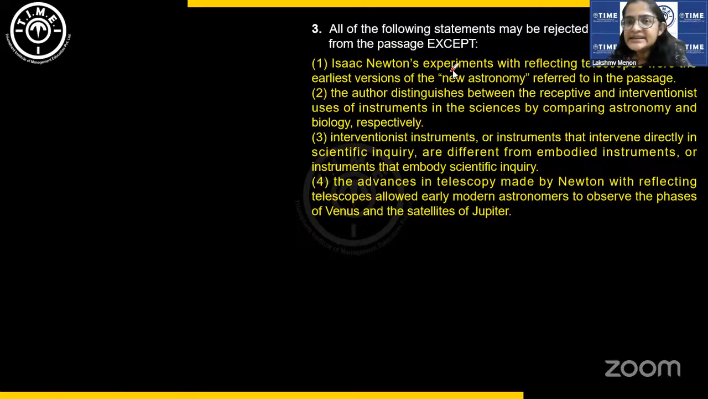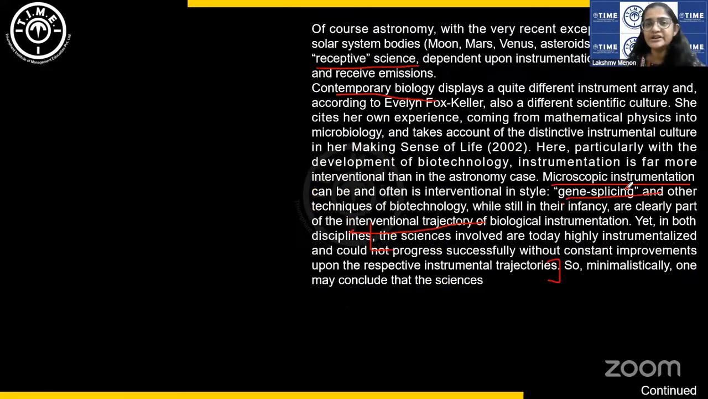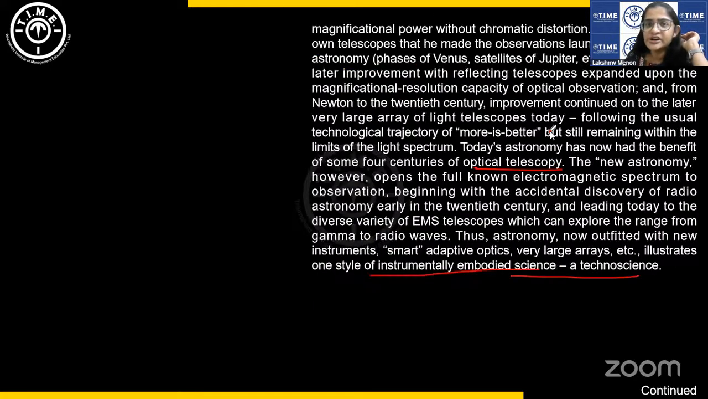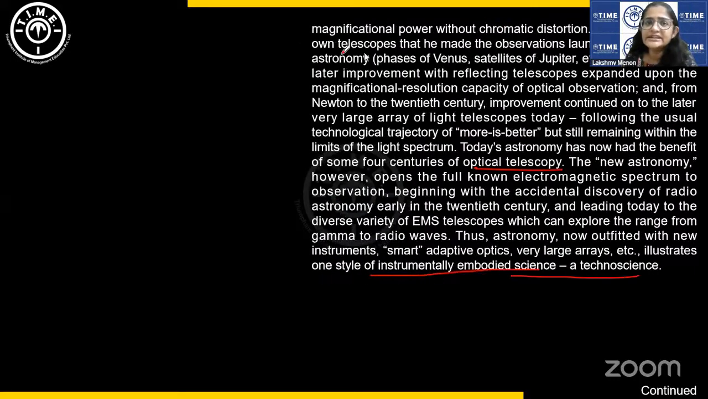Isaac Newton's experiments with reflecting telescopes were the earliest versions of the new astronomy referred to in the passage. For this, you need to have read that in the passage. I did not take you through the entire passage, but no, Isaac Newton's was not the beginning. Though Isaac Newton is mentioned here somewhere in the beginning, Galileo using telescopes, that was the beginning of modern astronomy. That is mentioned here.